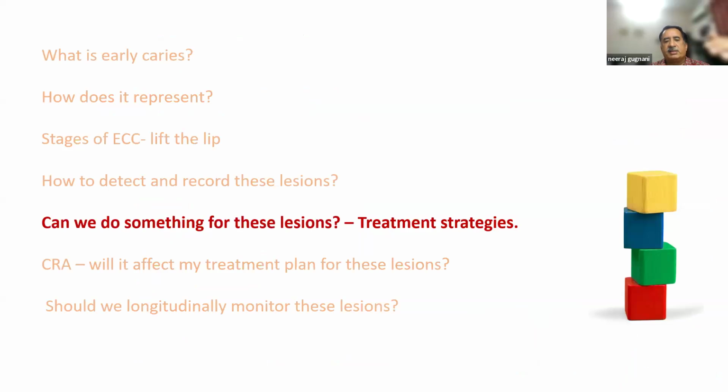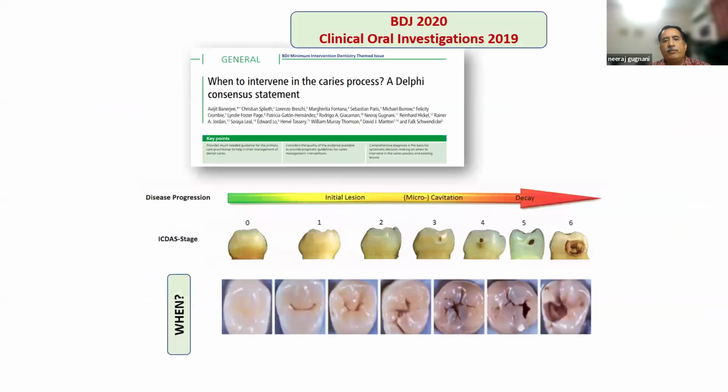That is, what are the treatment strategies? If we want to understand what the treatment strategies are, we should read this article, "When to intervene in the caries process." What does it mean? That no doubt the caries starts from an early white spot lesion and the end result is cavitation, that is the deep cavity involving the pulp, ICDS stage 6. But when should we intervene? Should we intervene only when the caries is cavitated? Yes, if the caries is cavitated, we can intervene, but that means we have to drill and fill.